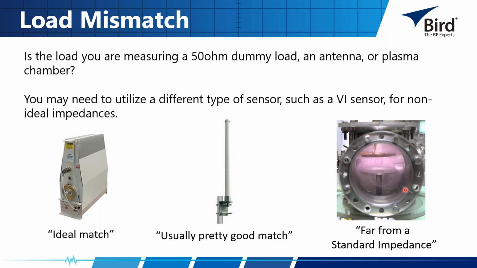So when we're thinking load mismatch, something like a dummy load is going to be closer to your ideal match. Something like an antenna is going to be more moderate. With loads, we're more around 1.1, 1.15. An antenna could be more around the 1.5 to 2 VSWR range. And then something like a manufacturing process, like a capacitively coupled plasma chamber like this, or a very large inductive system like an MRI device, now has an impedance that's going to start to stray farther away from 50 ohms.